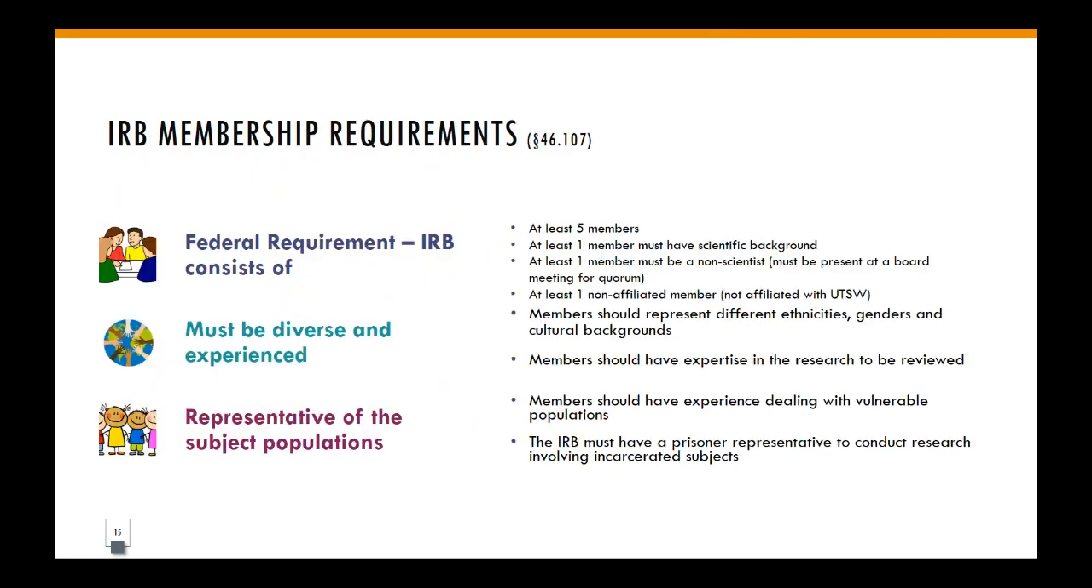Our membership requirements, some of them are required by the federal regulations. Federal regulations state that IRBs must have at least 5 members. We have to have 1 member who has a scientific background, 1 member that does not have a scientific background, and that person must be present for quorum. And we have 1 member who's not affiliated with the institution. So in this case, UT Southwestern.